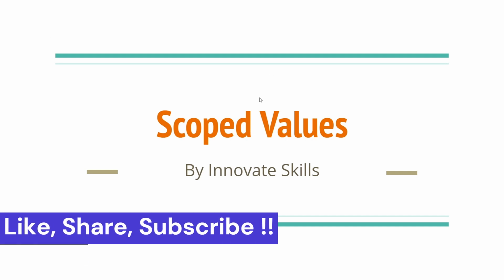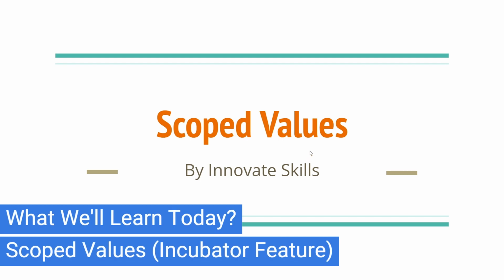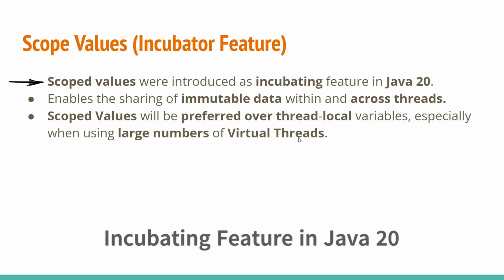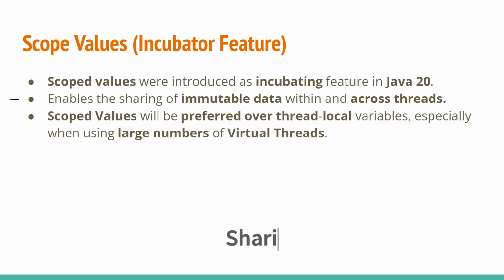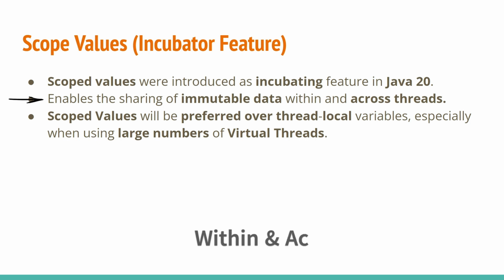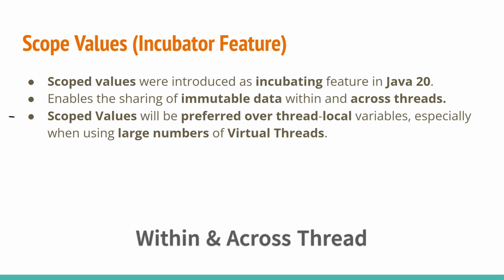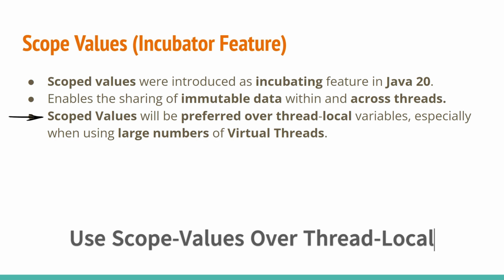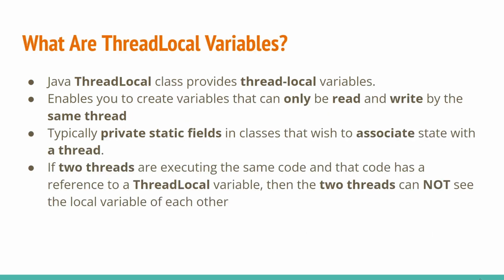My name is Ashish and today we are going to look at scope values in Java. Scope values were introduced as an incubating feature in Java 20. The purpose of introducing scope values is to enable the sharing of immutable data within and across threads. The idea is that scope values will be preferred over thread local variables, especially when using a large number of virtual threads.